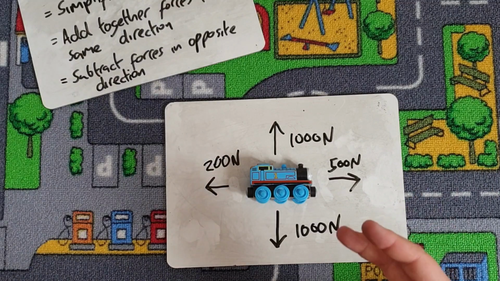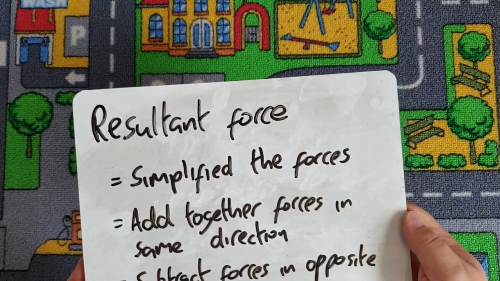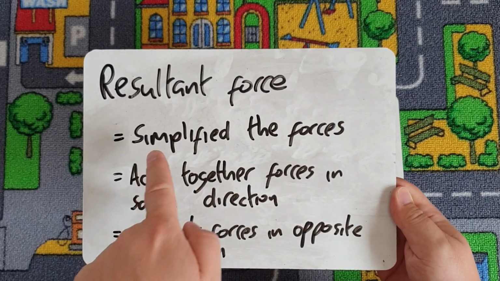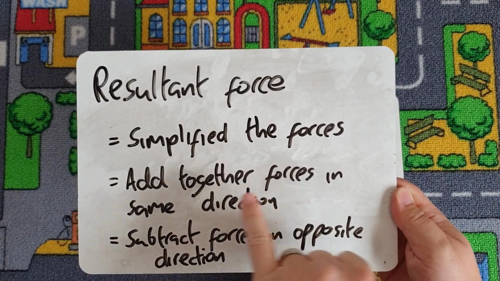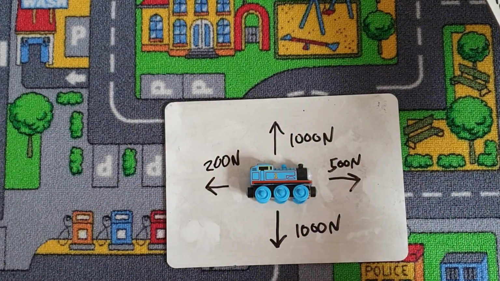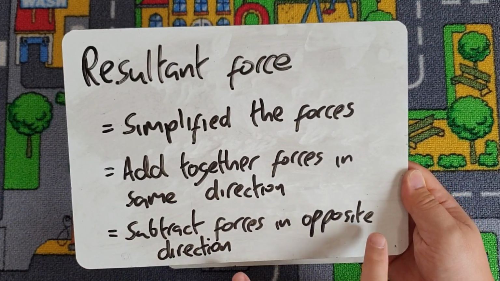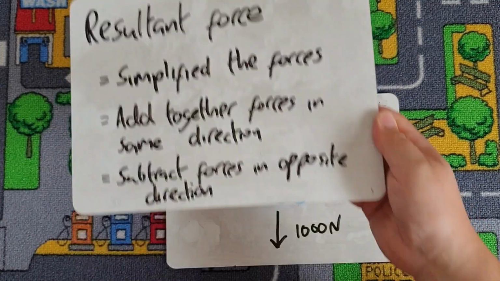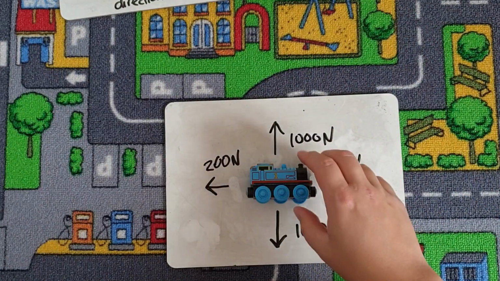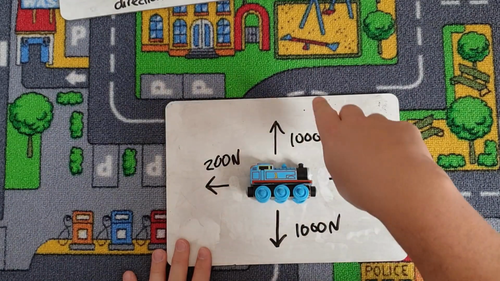So we've got four separate forces at the moment, and we want to simplify them to work out the resultant force. So how do we do that? Well, we add together forces if they're in the same direction. In this example, we don't have any forces that are in the same direction. So we do the second one: we subtract the forces that are in opposite directions. If we look at our picture, we've got 1,000 down and 1,000 up.